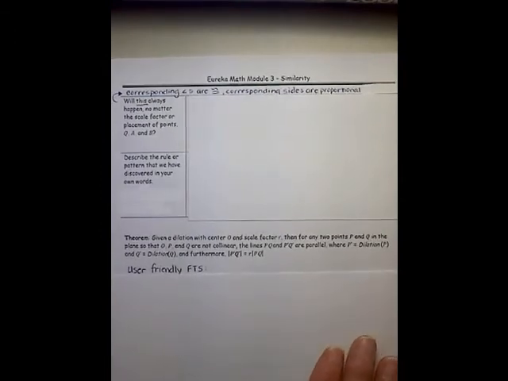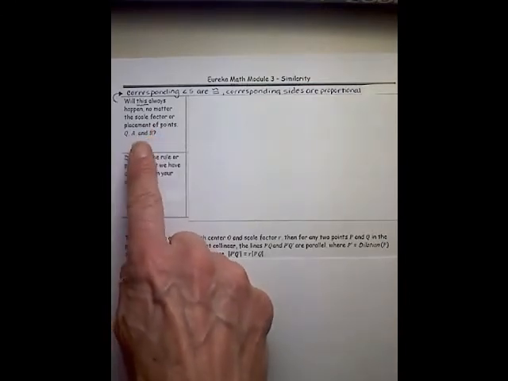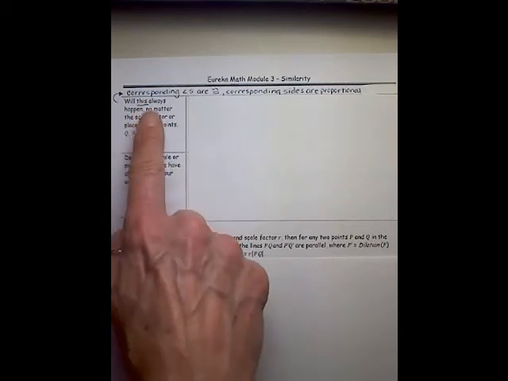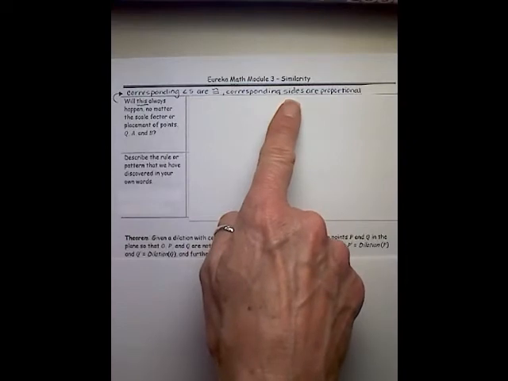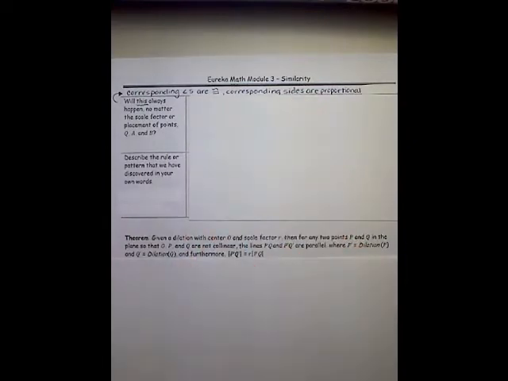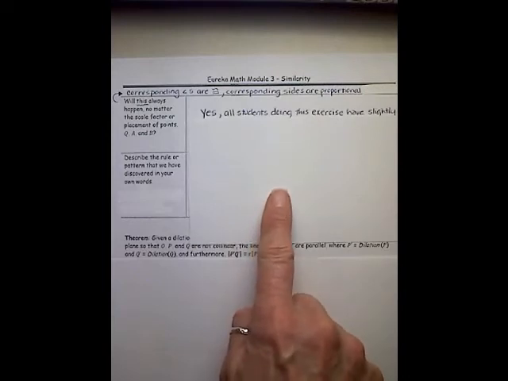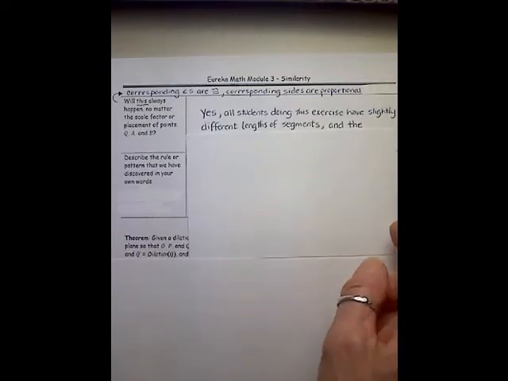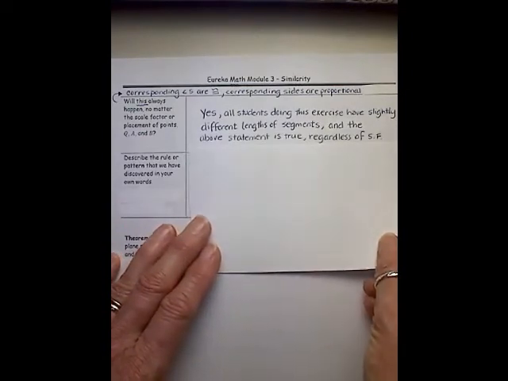Will this always happen, no matter what the scale factor or placement of points for P, Q, A, and B? Well, will this always happen? Will what always happen? Will the corresponding angles be congruent? Will the corresponding sides be proportional? Yes. And I know this, all students doing this exercise have slightly different lengths of segments. And the above statement is true, regardless of the scale factor.